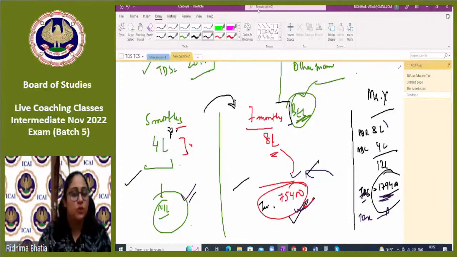In Jameel, there is no turnover limit. All the persons have to deduct the TDS.